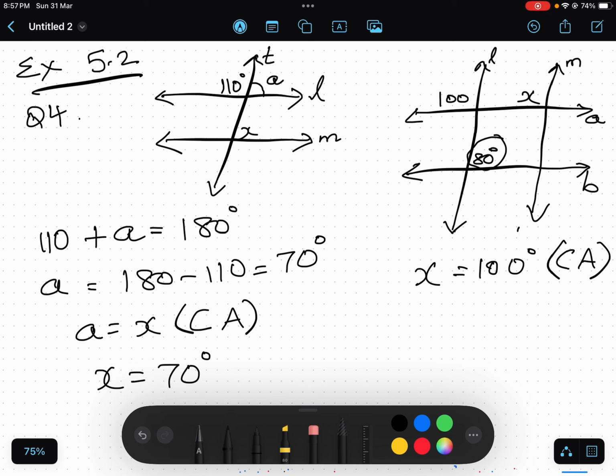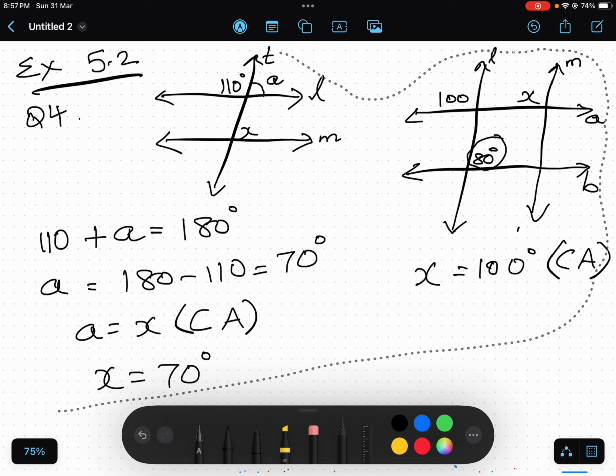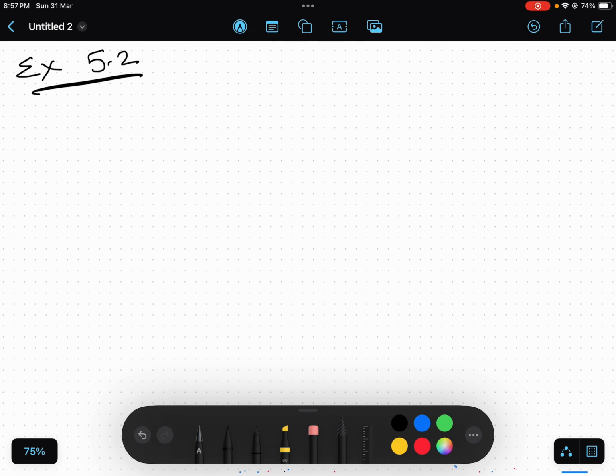So let me just delete this. Keep practicing maths for 2 hours every day. It is a very interesting subject. Don't think that it's difficult. Think that maths is easy and practice and you will get it easily. Okay, now we are going to question number 5.